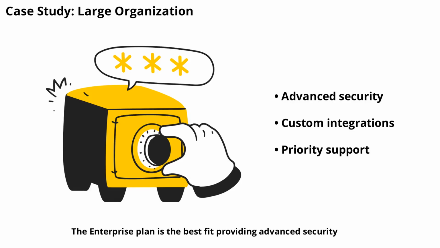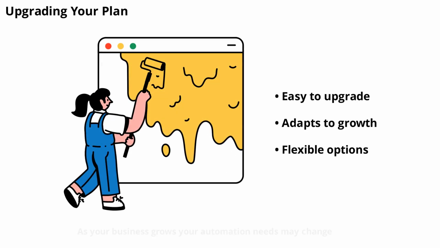The Enterprise plan is the best fit, providing advanced security, priority support, and the ability to customize workflows at scale. This ensures their automation is reliable and compliant. As your business grows, your automation needs may change. Zapier makes it easy to upgrade your plan at any time.